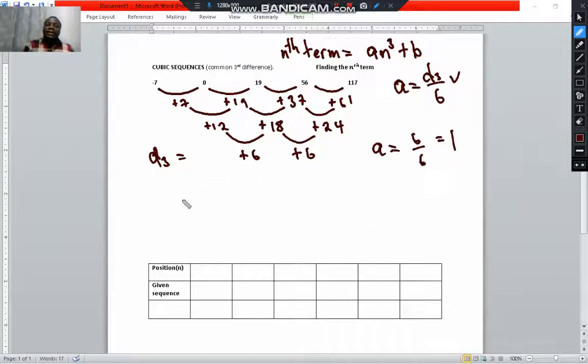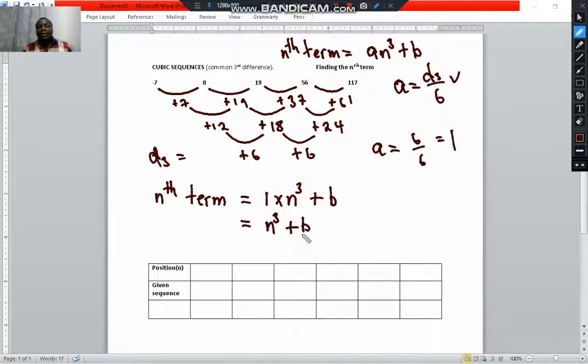And right away, our nth term starts looking like this. For now, our nth term is 1 times n cubed plus some constant or equation b. So this should be n cubed plus b. Now, to find b, we need to draw a diagram of some kind, or a table like this one here.